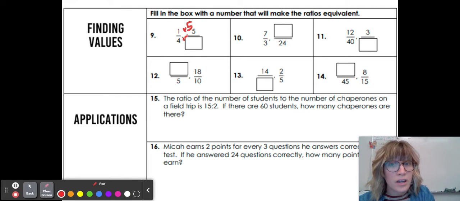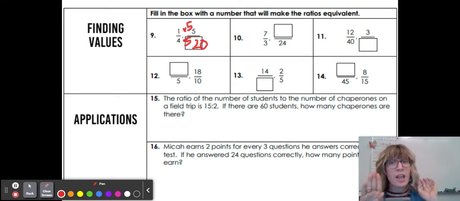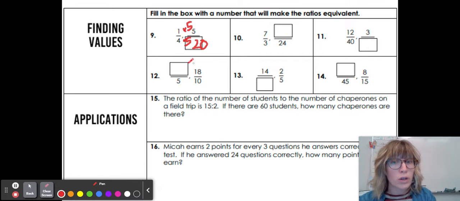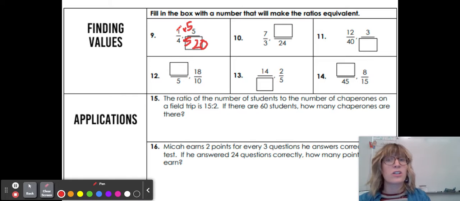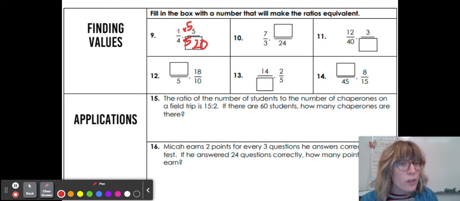And that's legal to do so long as whatever you do to the top, you do the same thing to the bottom. So we're going to do 4 times 5. So now our ratio becomes a 5 to 20 ratio. A 1 to 4 and a 5 to 20 are equivalent ratios. So as you work through here, sometimes you'll see that you're going to be scaling up, and other times you'll see that you're going to be scaling down.